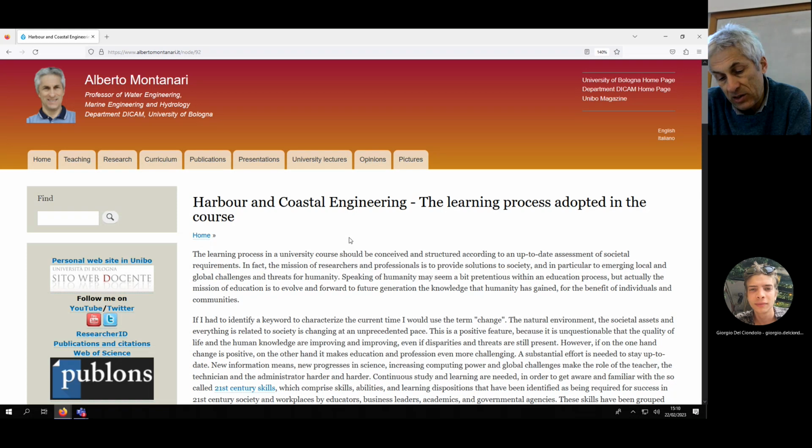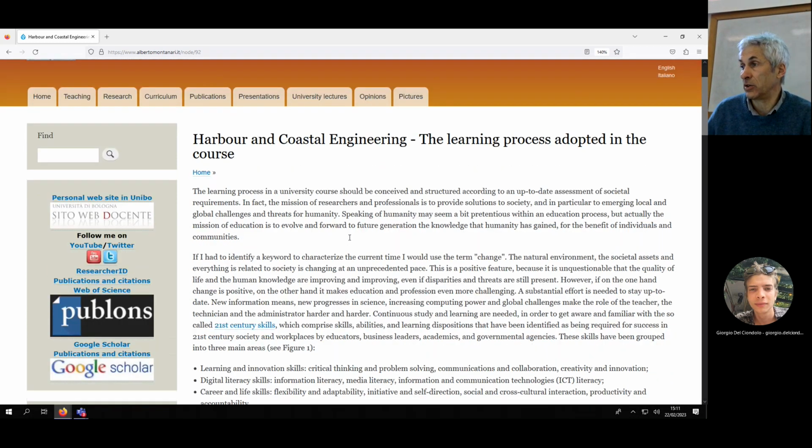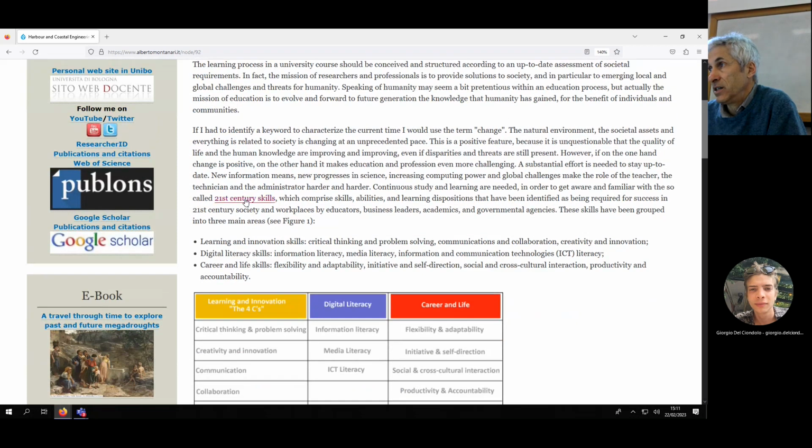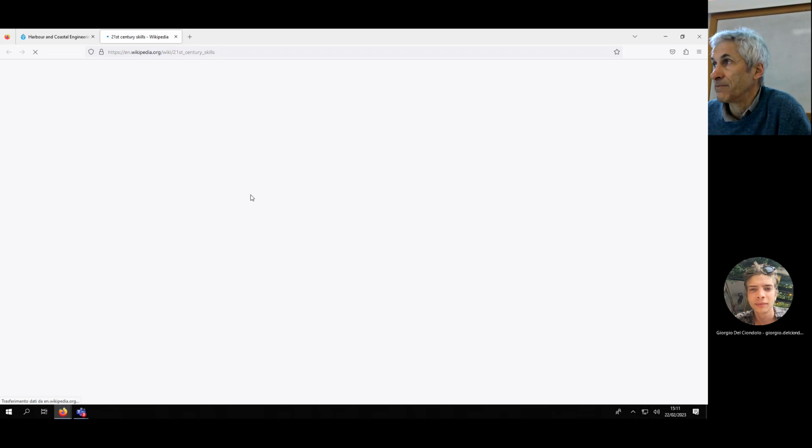So I think that it is indeed useful to provide the information through the web, to give examples on how the web should be searched. And then, what are the skills? The skills that I believe are important for a student. Okay, we can refer to Wikipedia. Wikipedia, you see here on the screen, there is a link to the 21st century skills. Let's try to click on it.